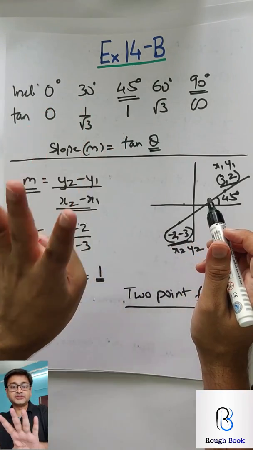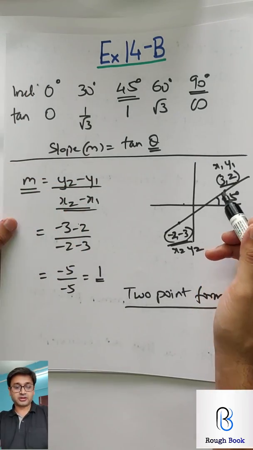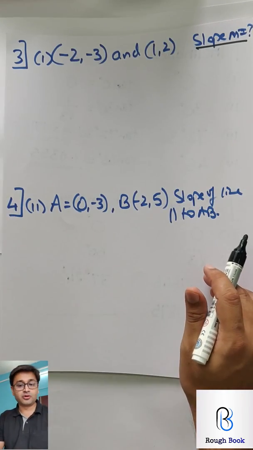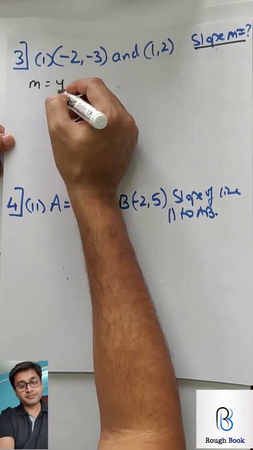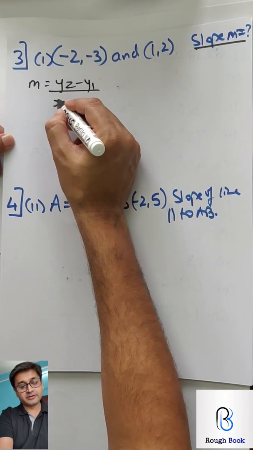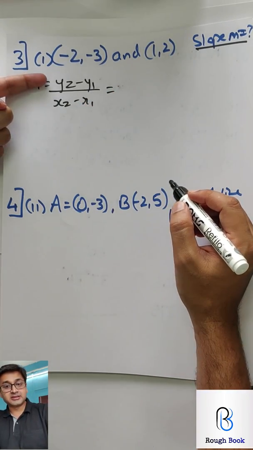Out of 5 components, 4 will always be given to you, 1 you will have to calculate. In the first sum that we are going to do, we are just finding the slope, that's it. So let's find the slope. m equals y2 minus y1 upon x2 minus x1. Don't mess up by taking x in the numerator.